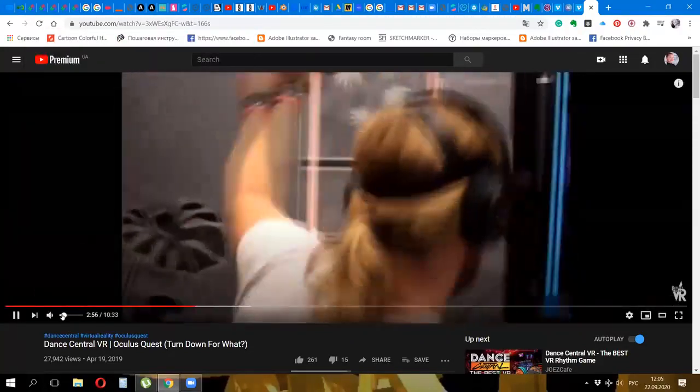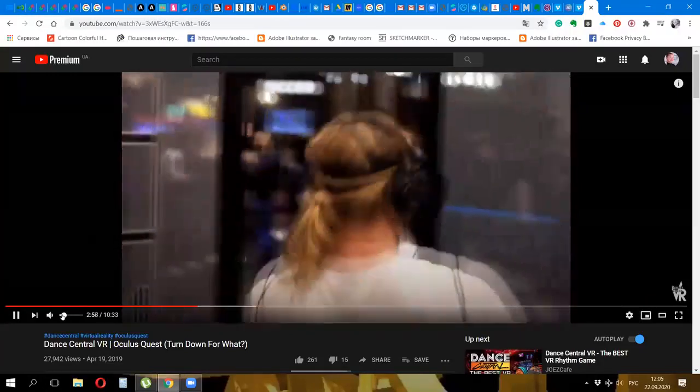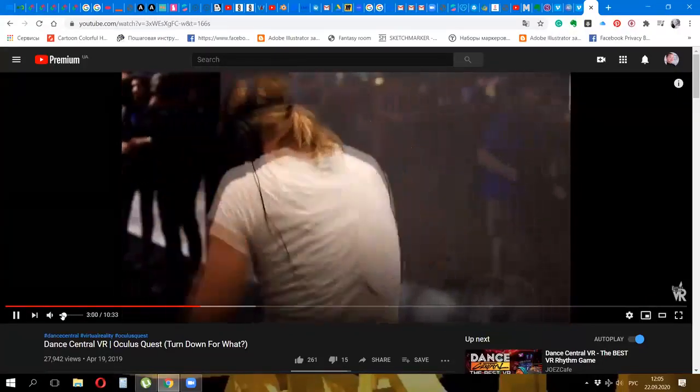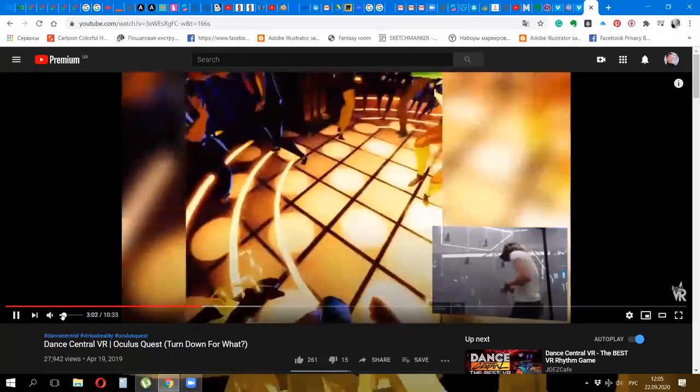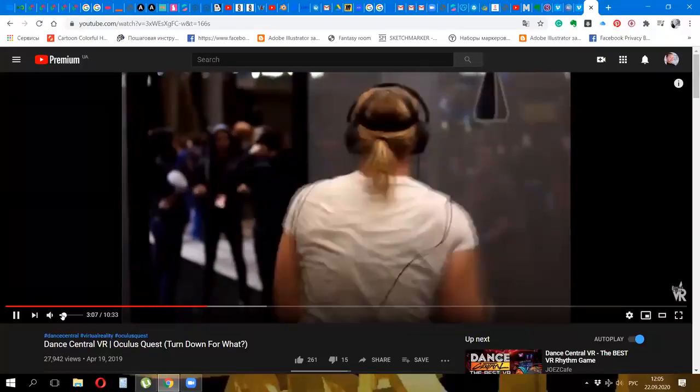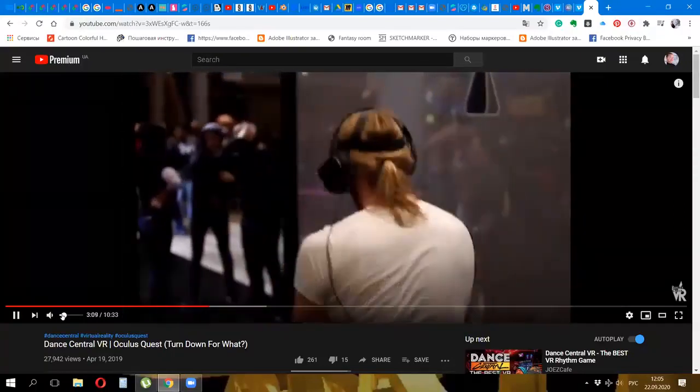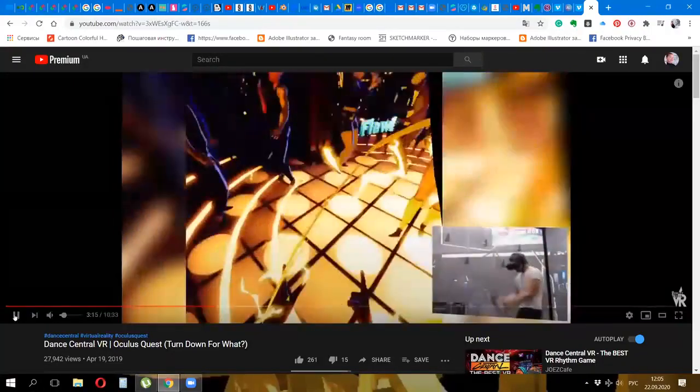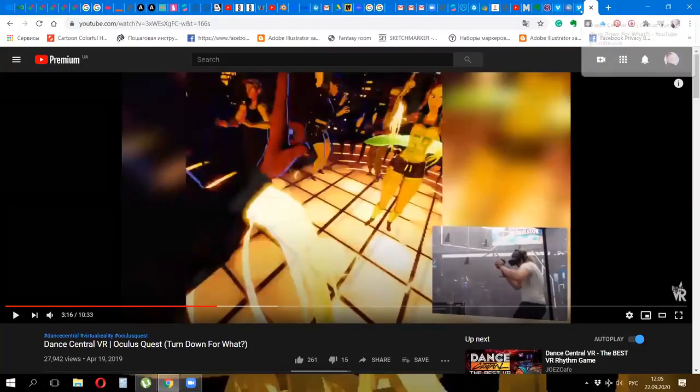So as we see, the person is dancing and the Kinect digital technology transmits his movement into the VR, and that avatar teaches how to dance. So people enjoy it a lot. And this is the same technology.